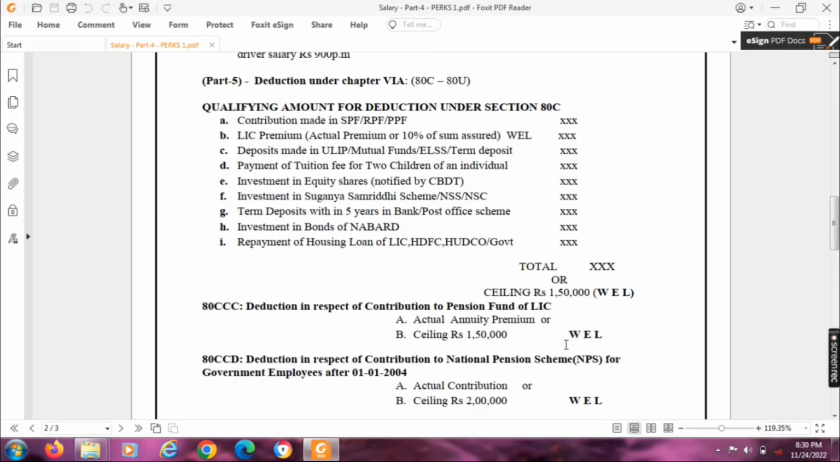Any contribution made by an employee to SPF or RPF or PPF fully qualified. LIC premium paid by employee or employer.